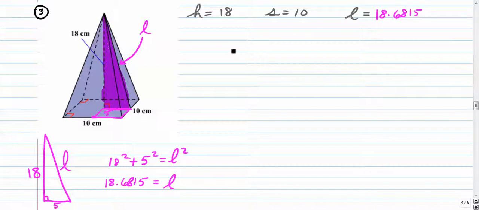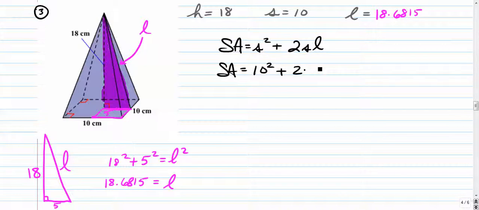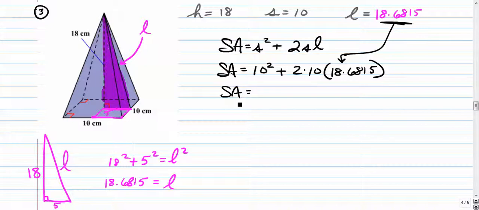And now we're ready to go. We have surface area is S squared plus 2 times S times L. So it's 10 squared plus 2 times 10 times this number right here, 18.6815. And you type that all in, you get your answer. Number 3 is 473.631 square centimeters.